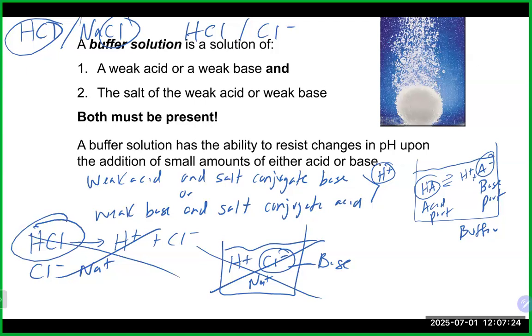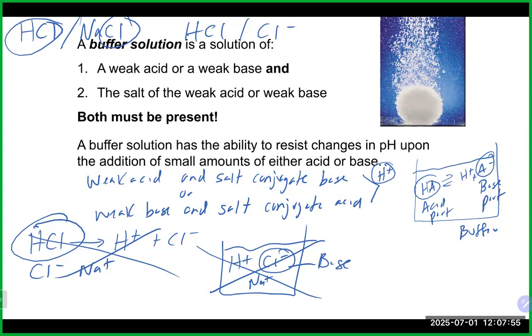So you cannot have a buffer of anything that is strong because it won't be able to set up an equilibrium and keep both the acid part and the base part of the solution together at the same time. Only weak acids or weak bases can do that because they are weak electrolytes and they're able to keep both of those things in solution at the same time. You help it along by adding a little bit more of the conjugate salt in there.